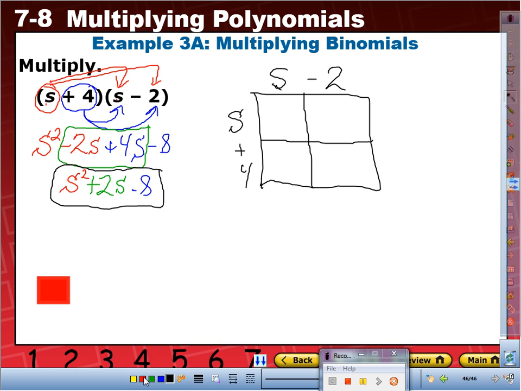So now check this out. What is s times s? S squared. Everybody seeing what I'm doing? What is s times negative 2? Negative 2s. So far, so good? What is 4 times s? 4s. And what is 4 times negative 2? Negative 8. Do you see that it's the same thing that I wrote here? And I can combine these right here to get that.